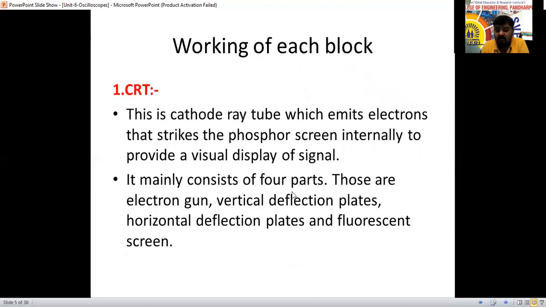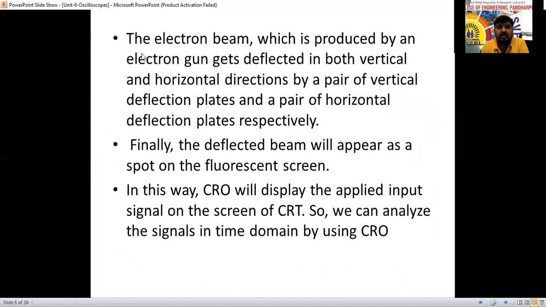It mainly consists of 4 parts. Next is the operation. The electron beam, which is produced by the electron gun, will deflect in both vertical and horizontal directions. The electron beam is going to deflect in both vertical and horizontal directions by a pair of vertical deflection plates and a pair of horizontal deflecting plates respectively.